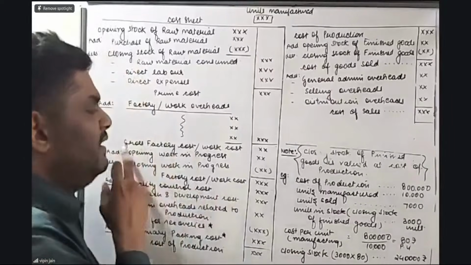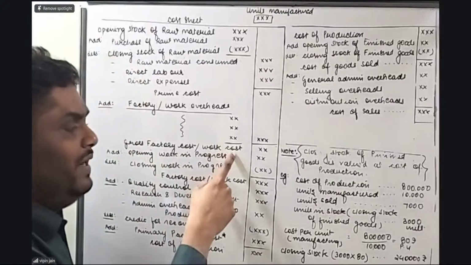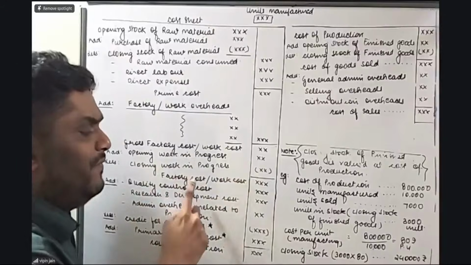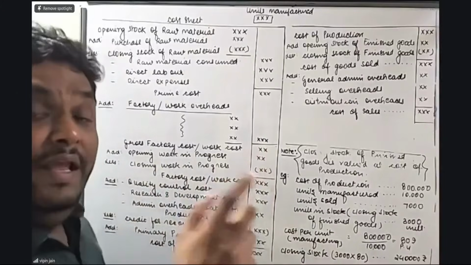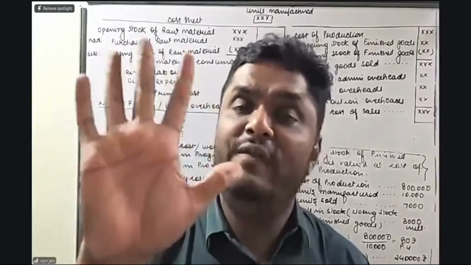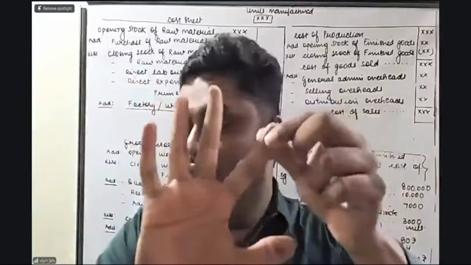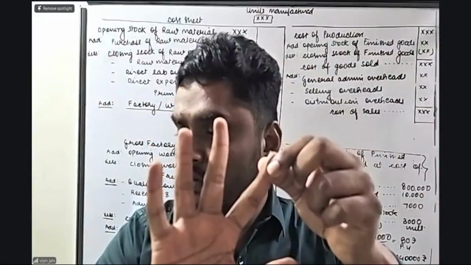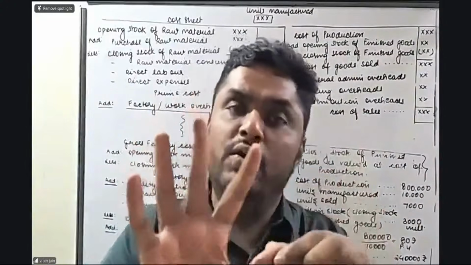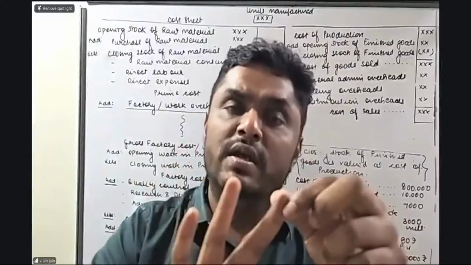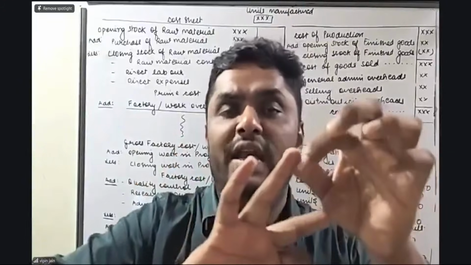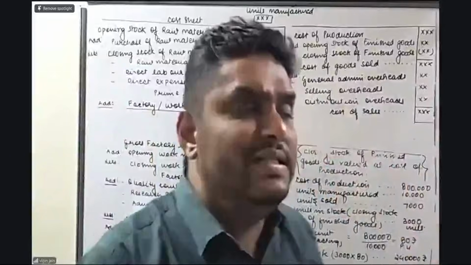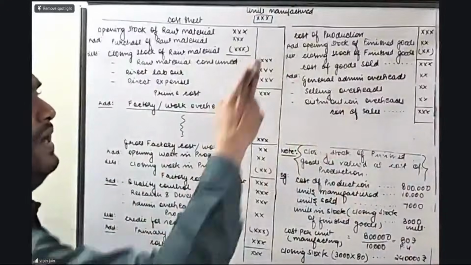So all these are covered under factory overheads. In factory overheads, we will make adjustments of opening and closing work in progress. We will get the factory cost or work cost. In factory cost, we have to make five adjustments: quality control cost, research and development cost, administration overhead related to production, add primary packing cost, and less credit for recoveries. These items need to be adjusted to calculate the cost of production.